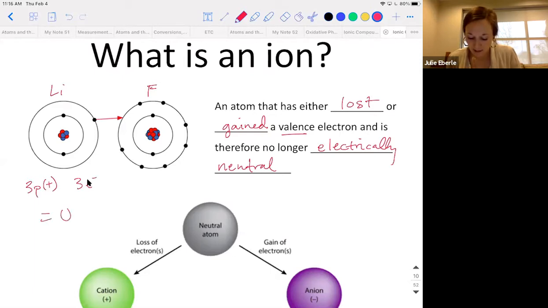So that adds up to 0. That's what we mean by electrically neutral. The number of negative charges balances the number of positive charges. Fluorine: 9 plus charges, 9 protons, and 9 electrons, 9 minus charges. That adds up to 0. Okay, so all atoms start out neutral.